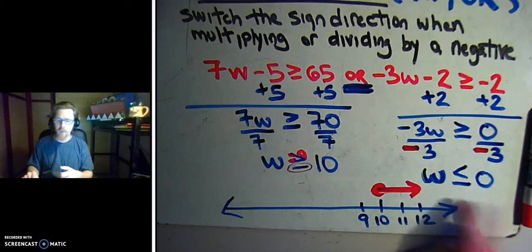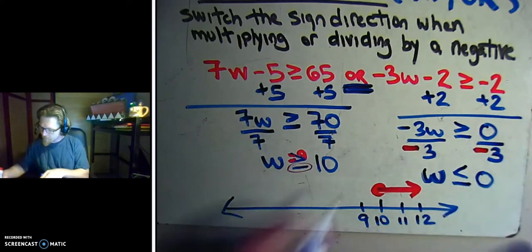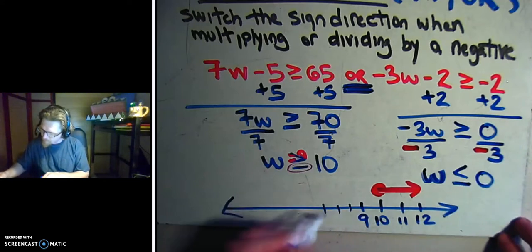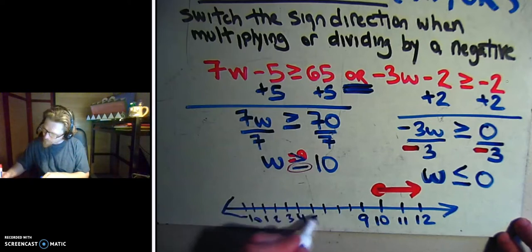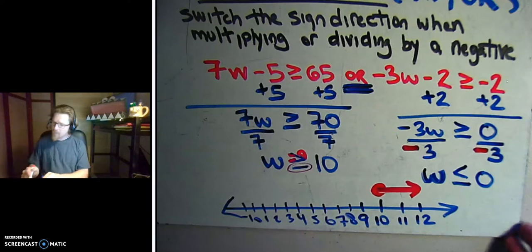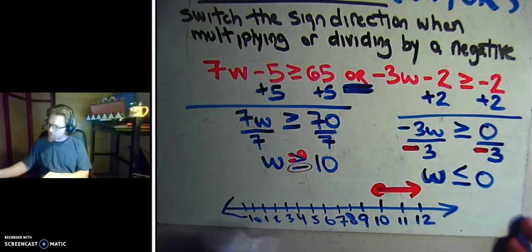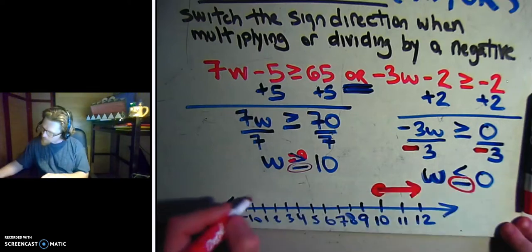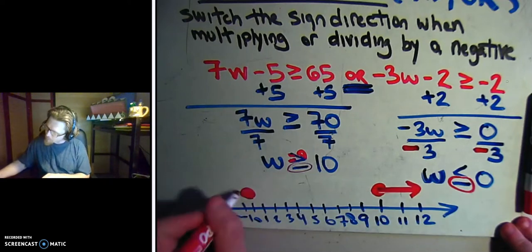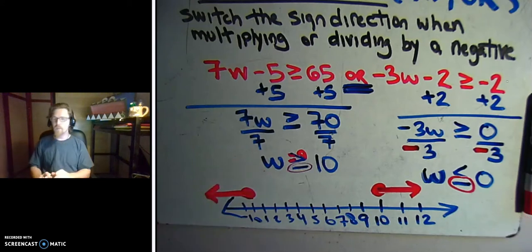Now on this same number line, we want to represent this answer as well. W is less than or equal to 0. So this is 8, 7, 6, 5, 4, 3, 2, 1, 0, negative 1. I've got to put this on my number line as well. And now w is less than or equal to 0, so that's going to be a closed circle at 0. And I'm going to point my arrow towards all the numbers that are less than 0 as well.